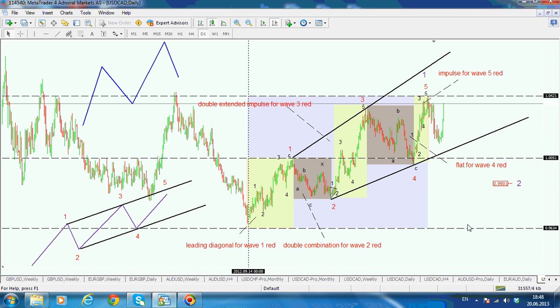Anyways, the chapter with the leading diagonals is done here, and the next subchapter that I would like to move forward to is the ending diagonal. We will take a look at the ending diagonal rules and ending diagonal guidelines, if they are respected, and what to look for next.